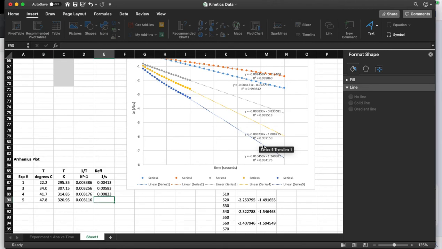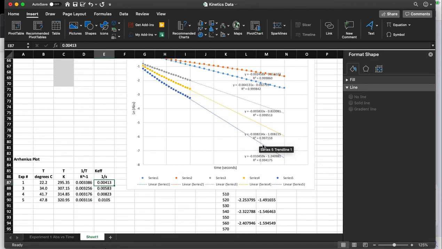Notice all of them are getting slightly bigger. This should make sense because our temperature was going up. As temperature goes up, reaction rate should get faster because the rate constants get a little bit bigger as well. And our last one here, the rate constant was 0.0105, it looks like.